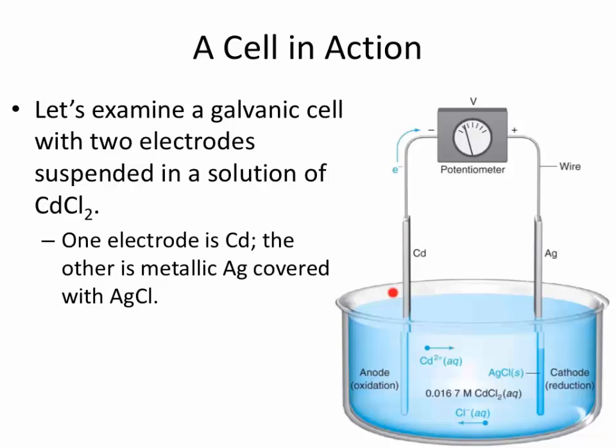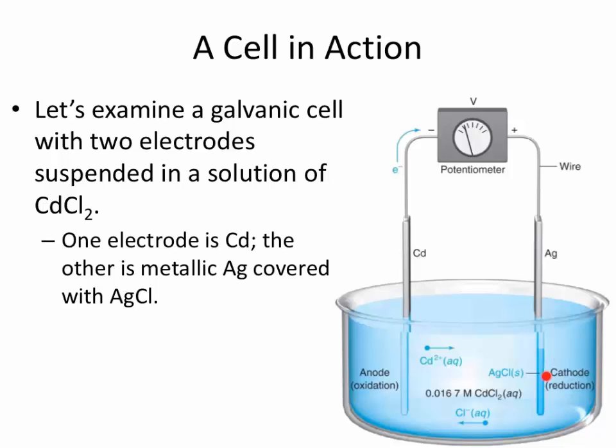Now, at the cadmium electrode, this is the anode, we have oxidation occurring. That is, our cadmium metal is coming off of our anode. It's going into solution as cadmium 2+. Those electrons are then coming up the wire, in this case going through our potentiometer. They're coming down the other wire and into our silver electrode, where they are then combining with some of the silver ions from our silver chloride to form solid silver on that cathode.